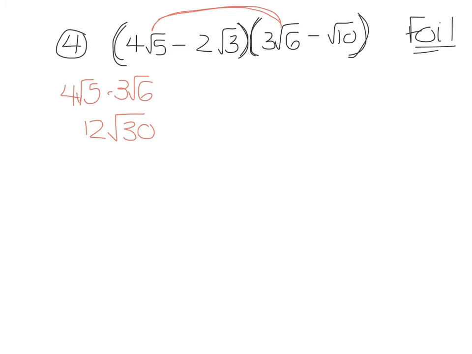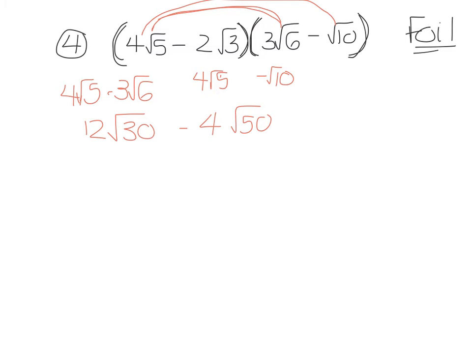And leave it just like that. Then I'm going to multiply 4 rad 5 times negative rad 10. So let me write that part out. 4 rad 5 times negative rad 10. So that would give me negative 4 rad 50.